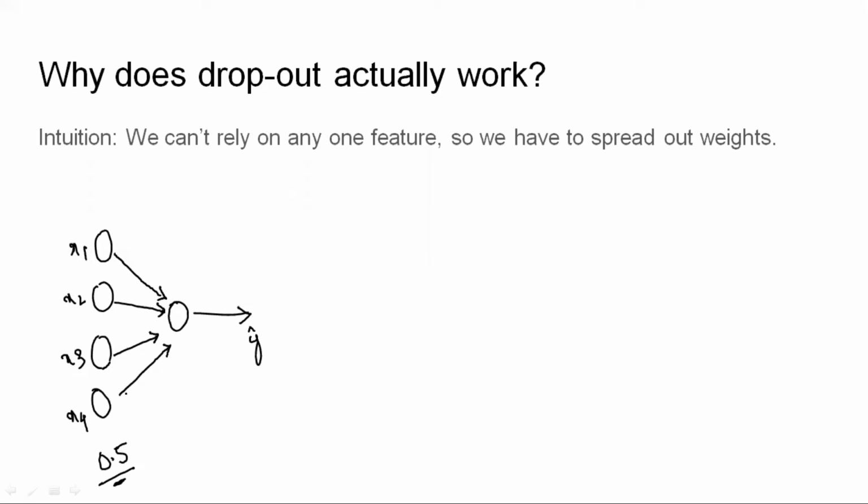So suppose that for the first iteration, the x1 node was passed, because it had a probability less than 0.5, so it is kept in this neural network. The x2 node was unfortunately unable to pass, since it had a probability greater than 0.5. The x3 node was also not able to pass, because it had a probability greater than 0.5. And the x4 node was kept in the neural network, because its probability was less than 0.5.